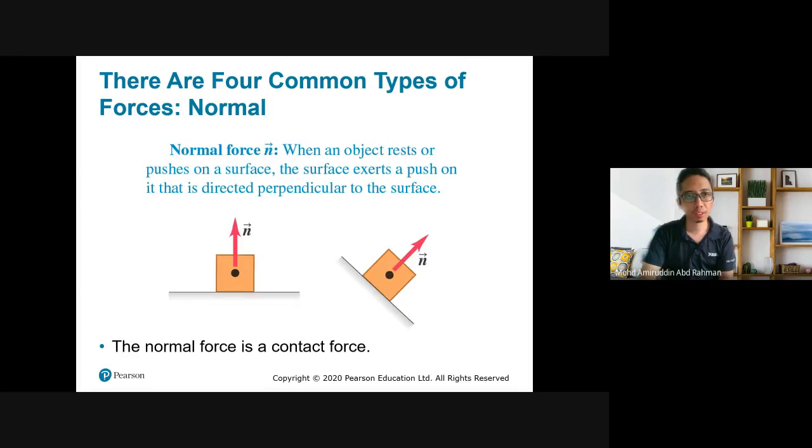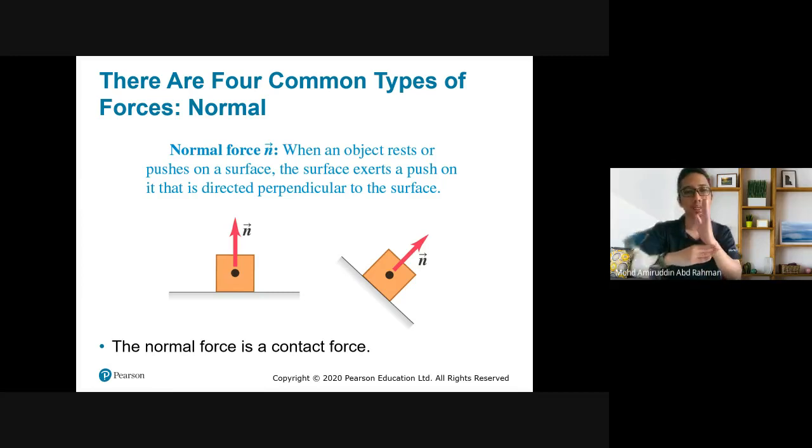So we have 4 common types of force. First one is the normal. Normal force is when an object rests or pushes on a surface, and then the surface exerts a push on it that is directed perpendicular to the surface. For example, if the surface is horizontal, the normal force will be perpendicular to that. It will be normal.